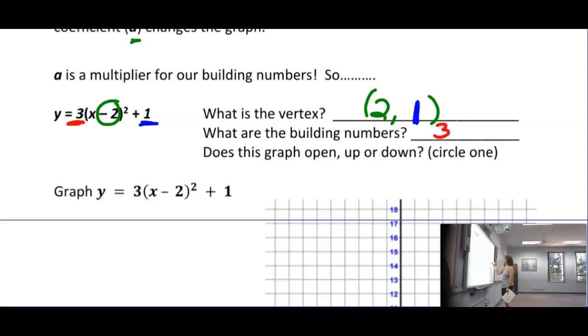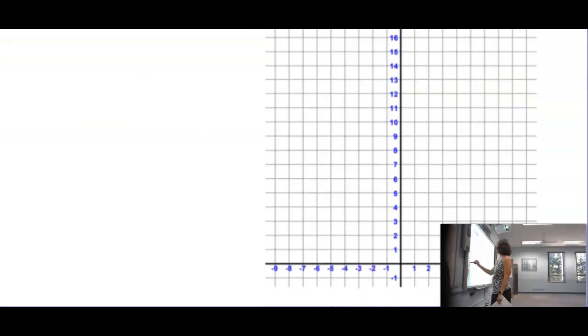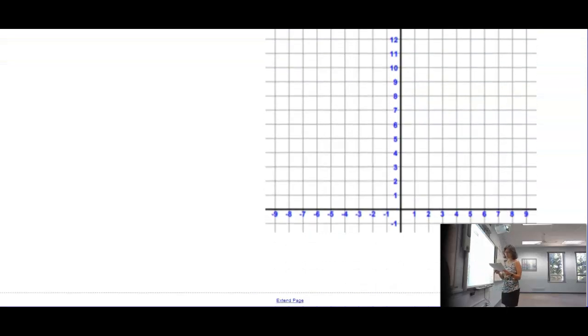So 3 is going to multiply my 1, my 3, my 5. And so my new building numbers are going to be 1 times 3 is 3, 3 times 3 is 9, 3 times 5 is 15. So that is going to be my new building numbers. So to graph this, we need a much bigger graph, right? So if my vertex is 2, 1, I need to go over 2, up 1. Put it up. Now, we said my building numbers were 3, 9, 15, 21, and so on.